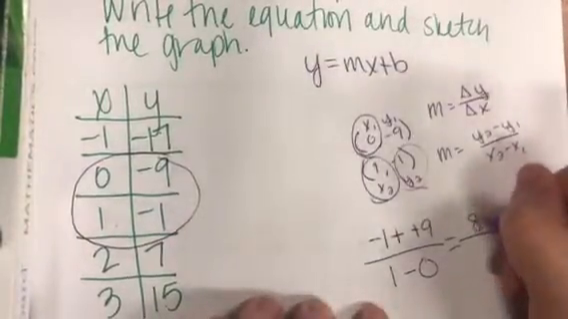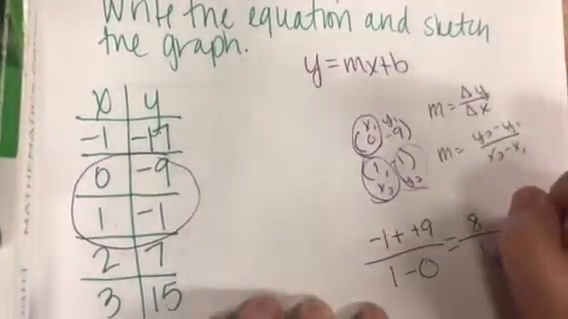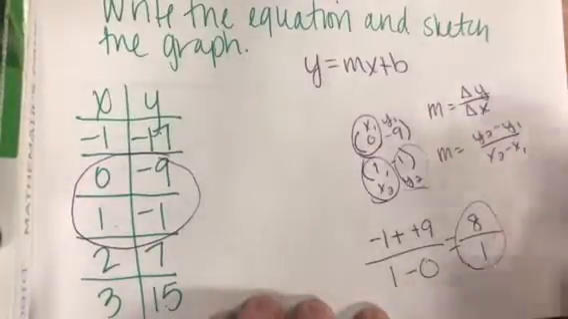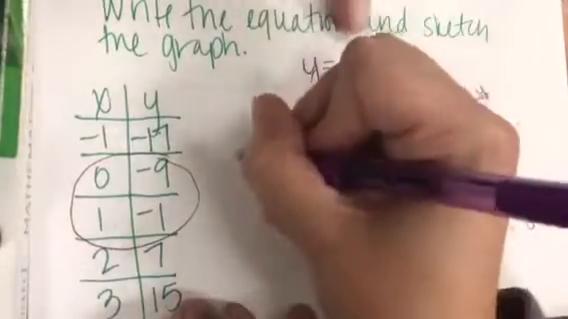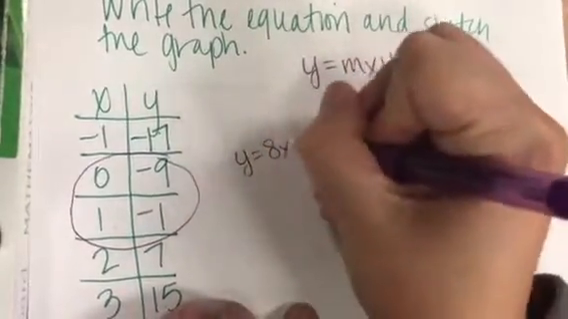So this is 8 minus 0... 1 minus 0. That's 1. So my slope is 8 over 1, which simplifies to 8. Okay, let's plug it in. So y equals 8x plus b.